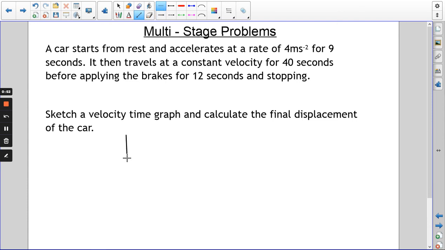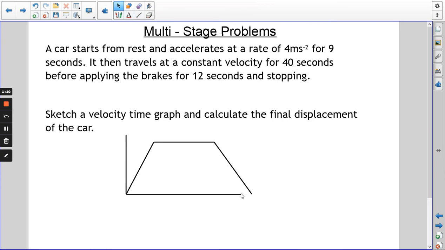Okay, and as we go through, we'll be able to add more details to our diagram. So what we've got, a car accelerating at a constant rate, then travelling at a constant velocity. This will be a velocity time graph, and I label my axes, and then coming back down. Okay, decelerate to rest, and we want to find the total displacement, which on a velocity time graph is the total area under the graph.